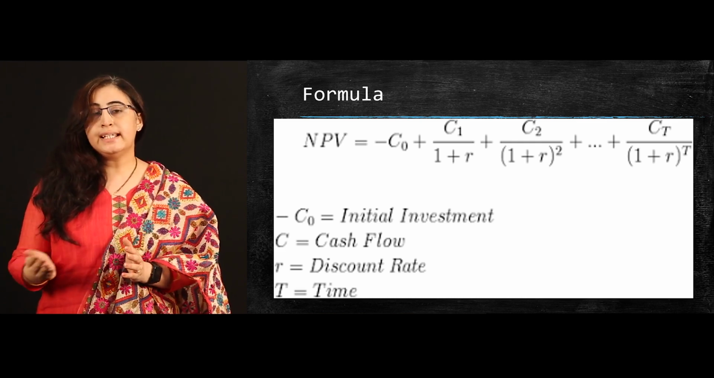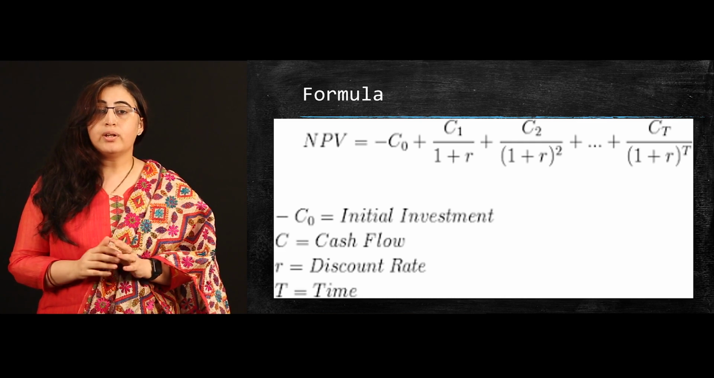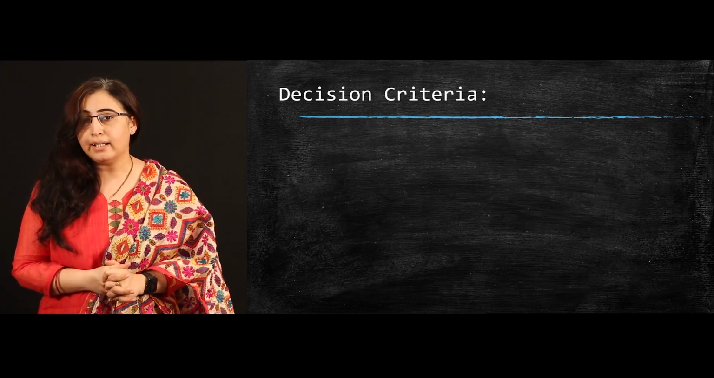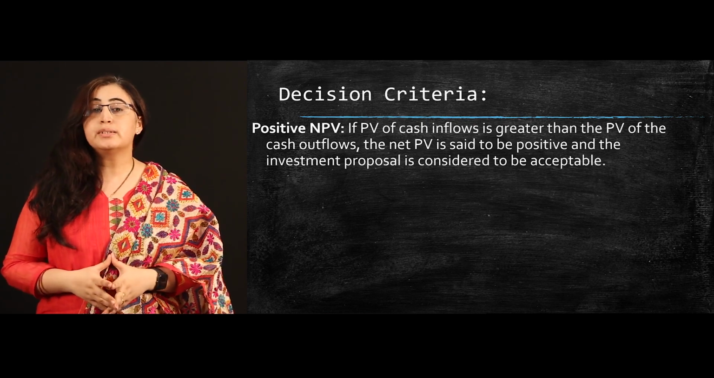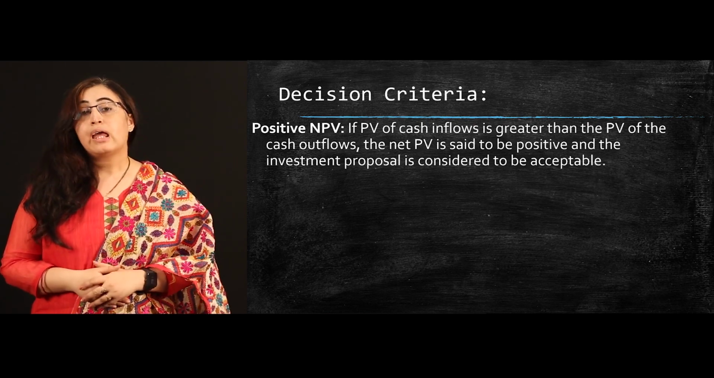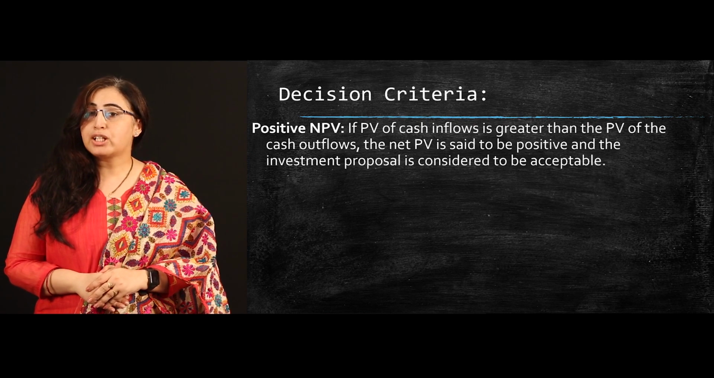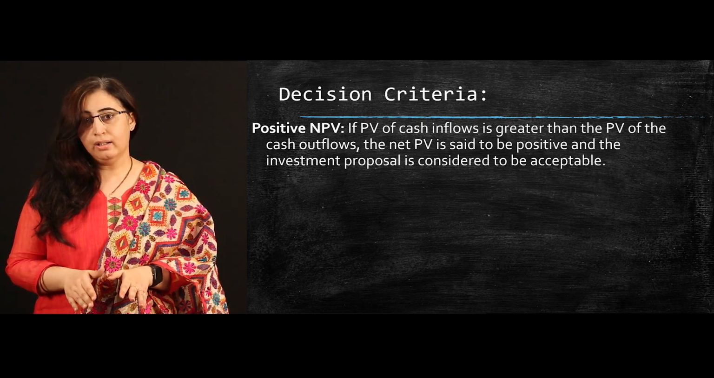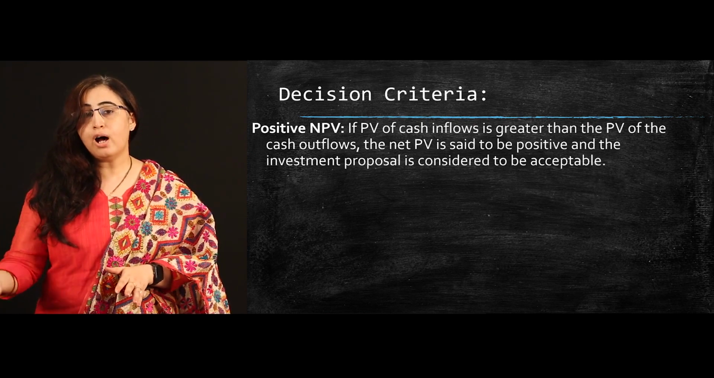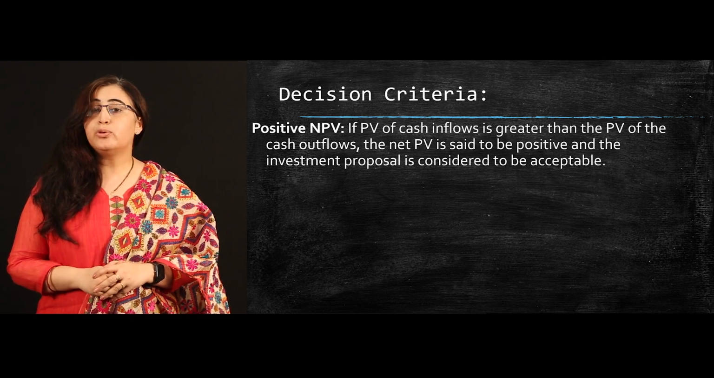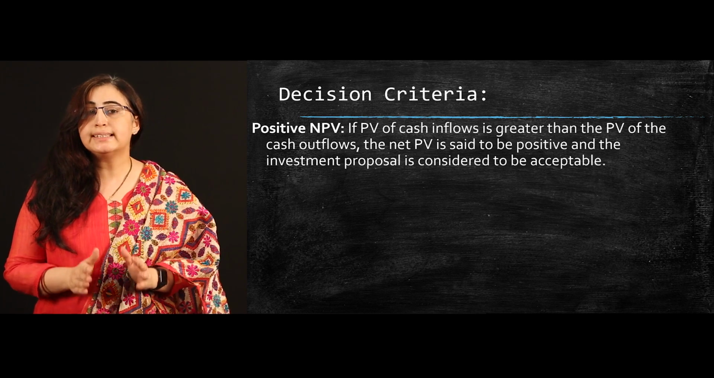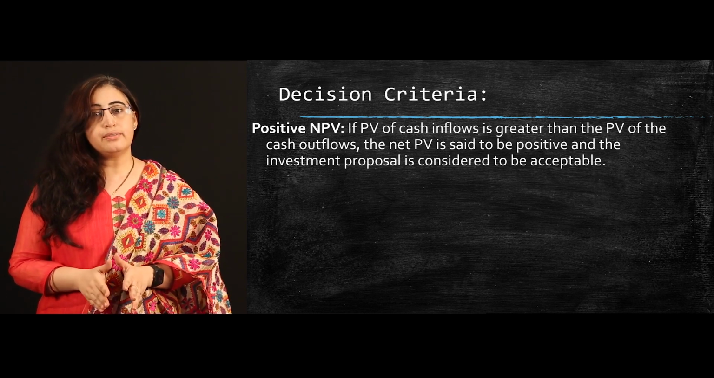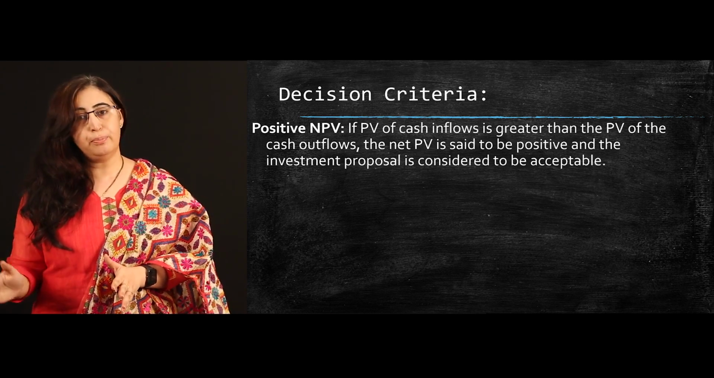Now let us see the next slide. On the next slide, it is our decision criteria. My decisions are in 3 different categories. The first one is positive NPV. If my present value of cash inflow is greater than the present value of outflow, the net PV is said to be positive and the investment proposal is considered to be accepted. So if there is positive NPV, you are going to accept that particular project.